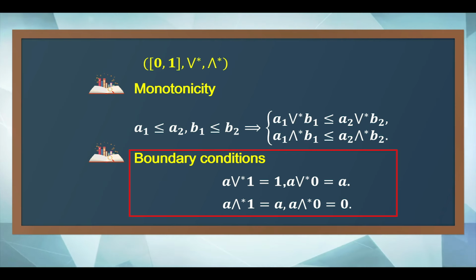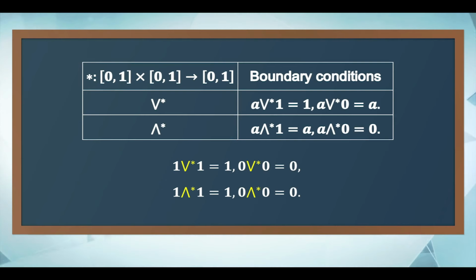Both of the two operations should have commutativity, associativity, and monotonicity. What's the difference? The difference is the boundary conditions. Nevertheless, the boundary conditions still have something in common. The generalized maximum of 1 and 1 is 1. The generalized maximum of 0 and 0 is 0. The generalized minimum of 1 and 1 is 1. The generalized minimum of 0 and 0 is 0.